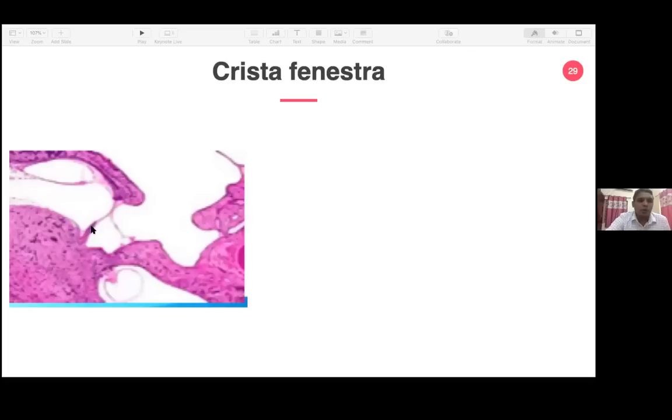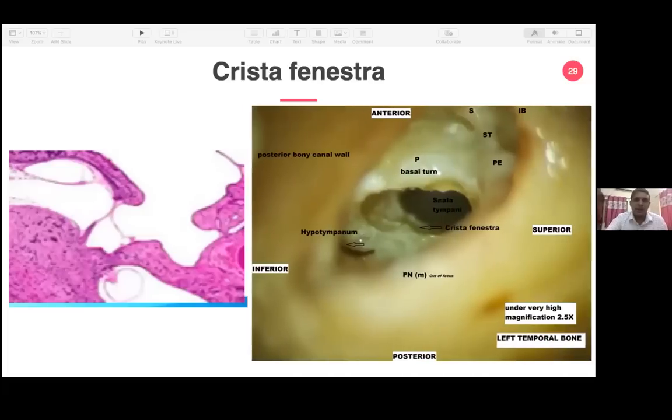So the more prominent the crista fenestra, the more difficult it would be to enter the basal turn of the cochlea via the round window. One has to drill this by an extended round window technique or resort to a bony cochleostomy. That is the idea. Suppose this is the round window side, this is the cochleostomy side, and this is the extended round window. You are able to see a small structure here.